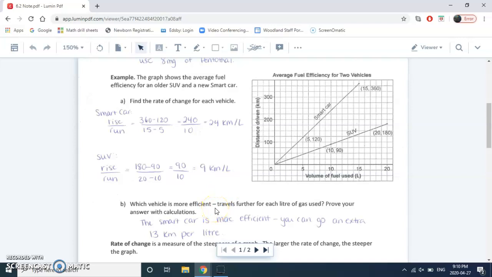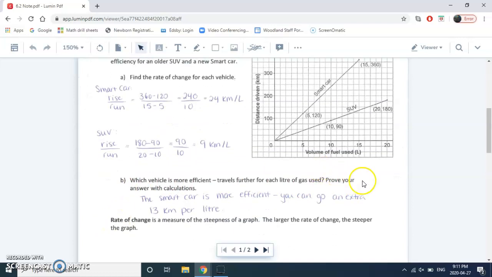Now our next question is, which vehicle is more efficient? That means which one travels further for each liter of gas used. Prove your answer with calculations. That's going to be important, so we want to make sure we always read continuations of our questions.